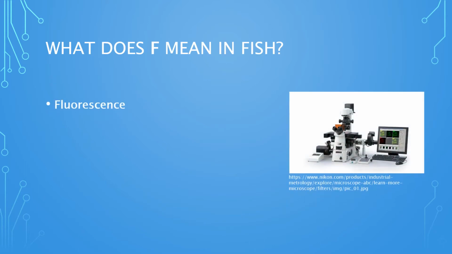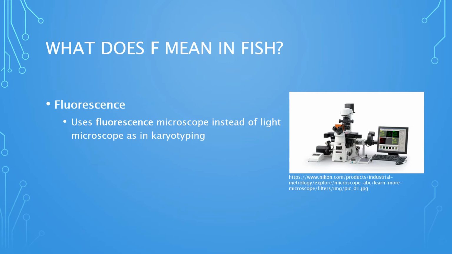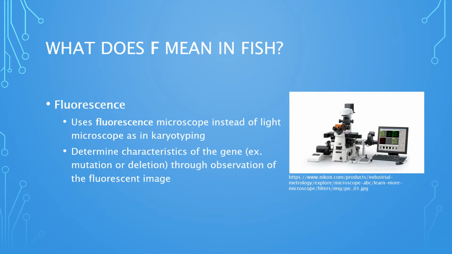The F in FISH means fluorescence, and a fluorescence microscope is used instead of a light microscope, which is used in karyotyping. And this allows us to determine the characteristics of a gene, whether there's a mutation or a deletion, through the use of the fluorescent image. And this allows for more dynamic analysis of the specific gene or genes of interest. And to the right, you can see the fluorescence microscope and the computer, which helps to visualize the images.